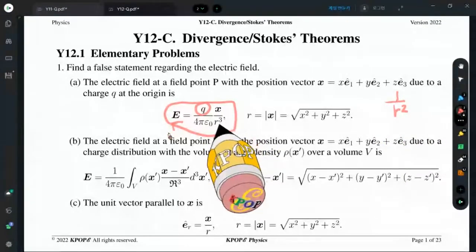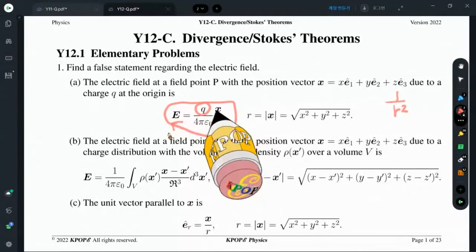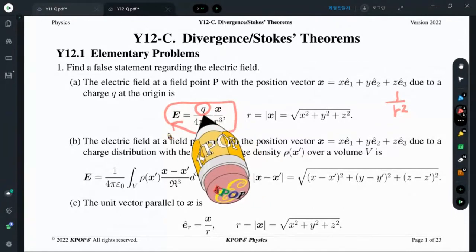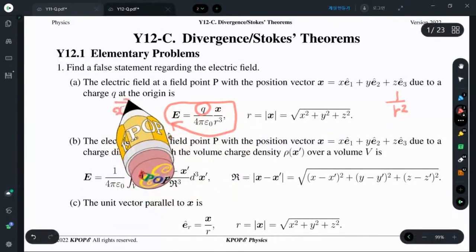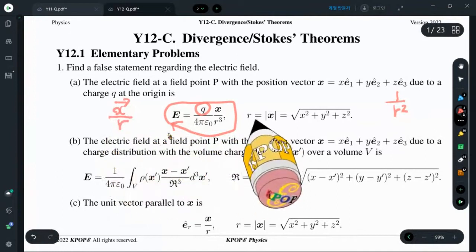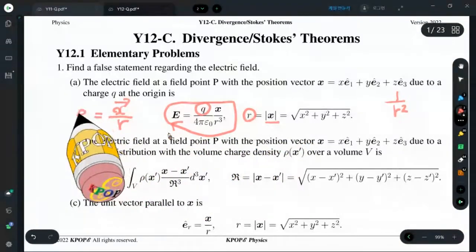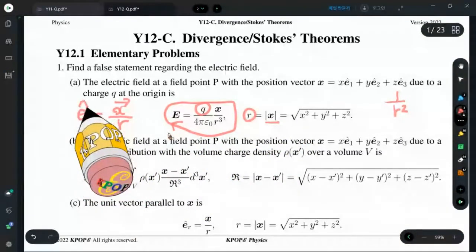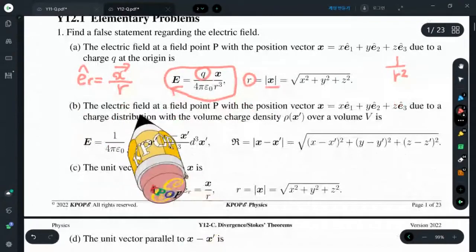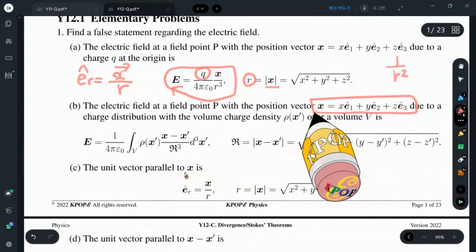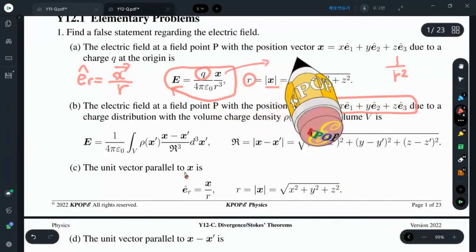The power 3 appears because the numerator is not a unit vector, but a vector x. So here the x vector divided by its radius, that is just the magnitude of the x vector, is the unit radial vector. Electric field at a field point P with the position, this is a field point. We have to distinguish the field point and the source point. Here, the source is at the origin.